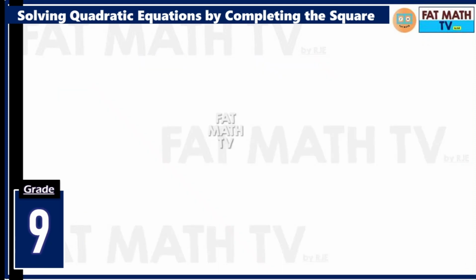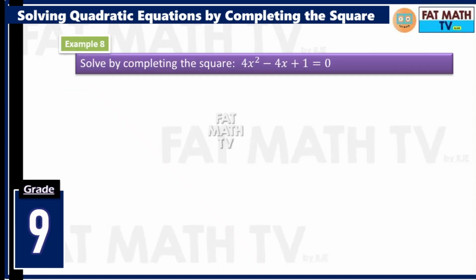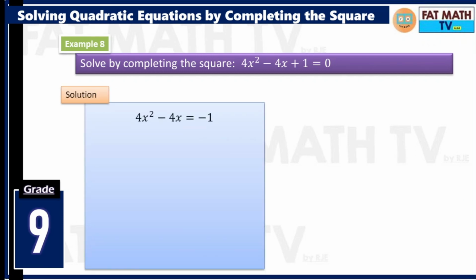Okay, let us have our last example for this lesson. Solve by completing the square. 4x squared minus 4x plus 1 equals 0. Same step. Put the constant term to the right side. Divide both sides by 4. You will get 4x squared divided by 4 is x squared. Negative 4x divided by 4 is negative x. Negative 1 divided by 4 is negative 1/4.